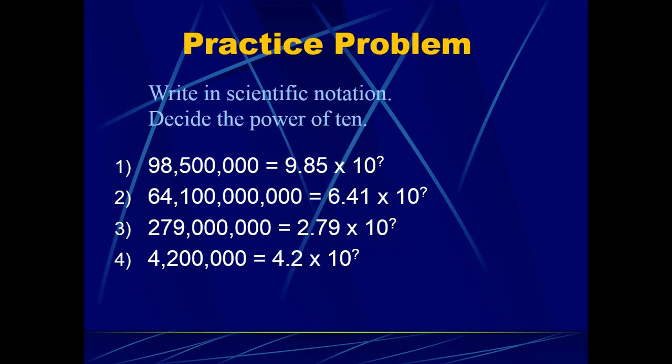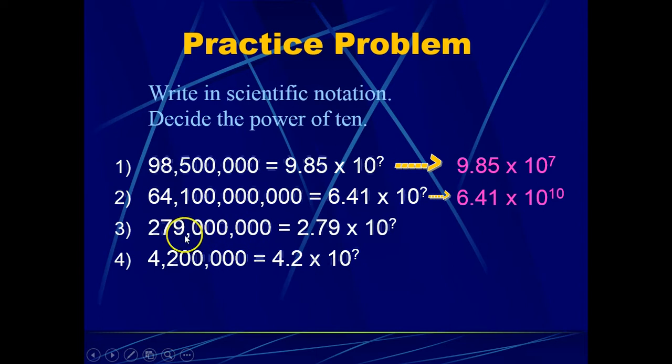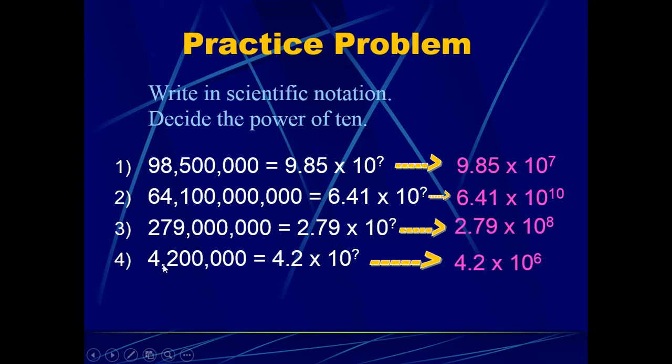So just thinking now, okay, what exponent should be here? Well, to get this, we must have moved this decimal over 1, 2, 3, 4, 5, 6, 7 places. So we get an exponent of 7. And how about over here? 3, 6, 9, 10 places, so an exponent of 10. How about here? 3, 6, 7, 8, so an exponent of 8. And over here, 3, 6, so an exponent of 6.